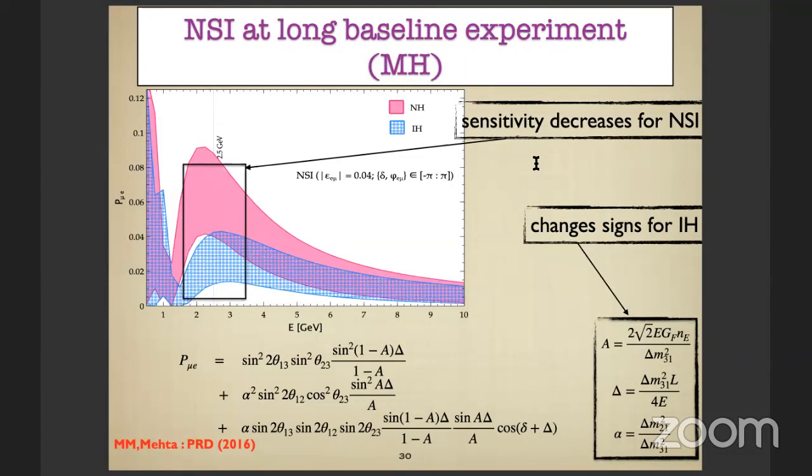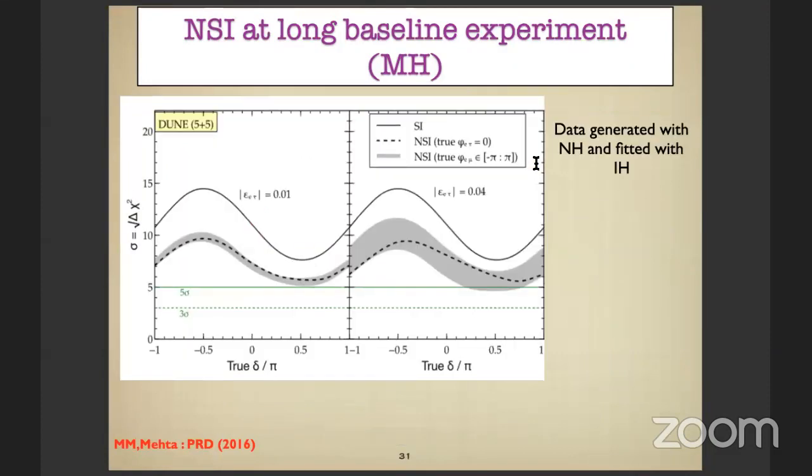And so this is still in the probability level analysis. For a full chi-square analysis, one can just look at the final result. Basically, what we have here is the chi-square sensitivity to mass hierarchy as a function of the CP phase, for the presence of one NSI, epsilon e tau. The black solid line is due to the standard case, and this gray band is due to the presence of the NSI case.